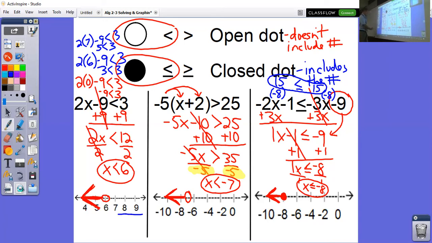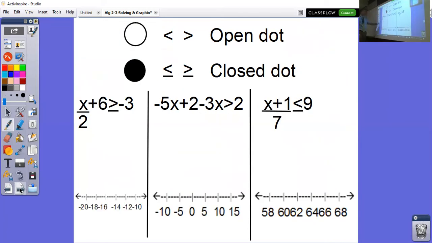So doing a couple more. We have another two-step inequality. This just has division at the beginning instead of multiplication. We always want to get rid of the plus whatever or minus whatever first. So we're going to subtract 6 and subtract 6. X divided by 2 is greater than or equal to, be careful there, negative 9.